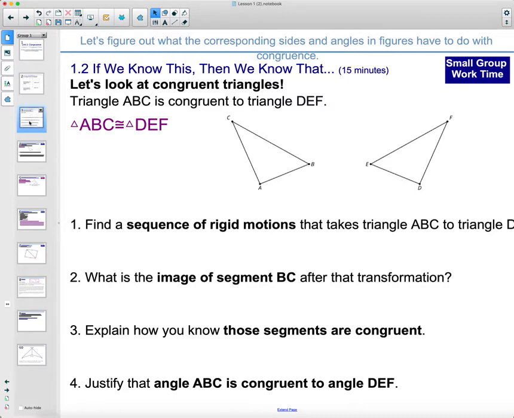All right, in activity 2, we're going to look at two congruent triangles. So we are telling you in this statement right here, this is called a congruence statement, that triangle ABC is congruent to triangle DEF. This is on page 171 in your workbook. You're going to take a little bit of time here to work with your small group and work through numbers 1 through 4. You can pause the video, come back, and I will synthesize what small groups talked about.